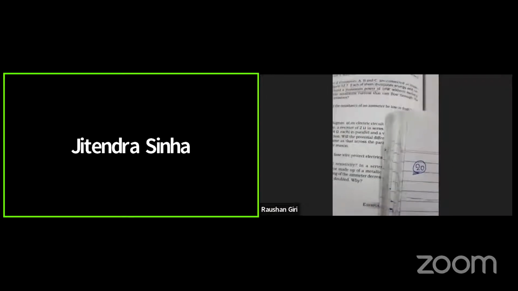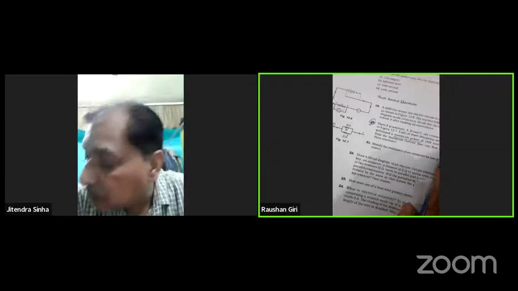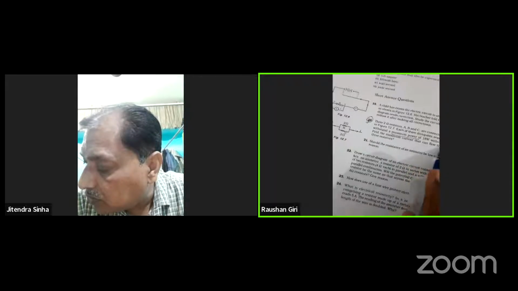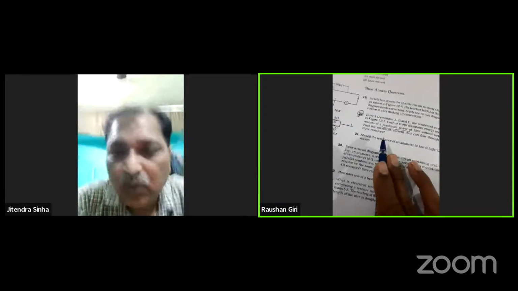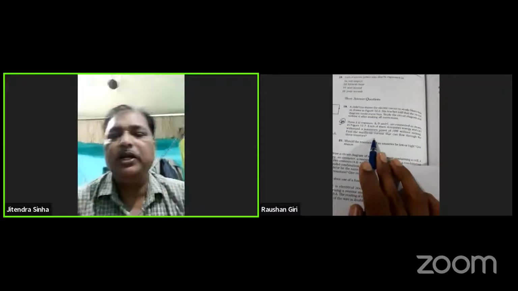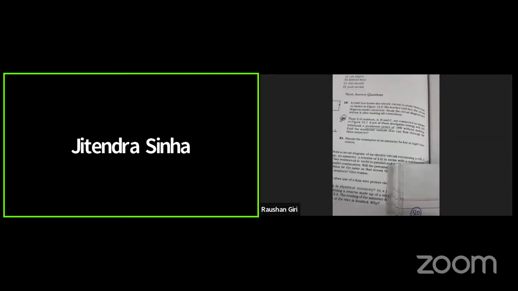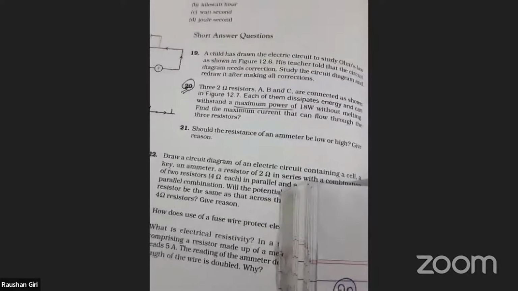Then what is being given next? Each of them dissipates energy and can withstand a maximum power of 18 watt without melting. I am not getting the question clearly over here. Roshan, let me do one thing, just send that question on my WhatsApp so I can check there. Okay, sir. Till then, others can ask their questions.